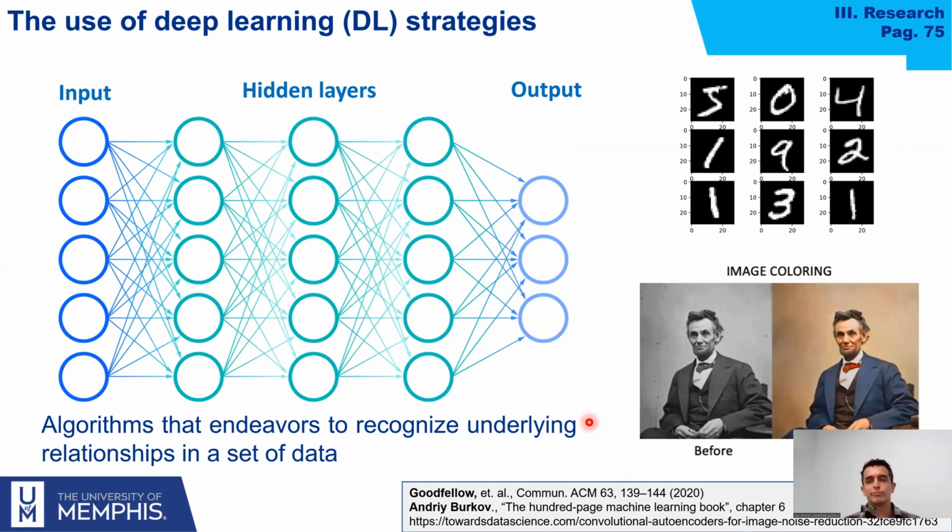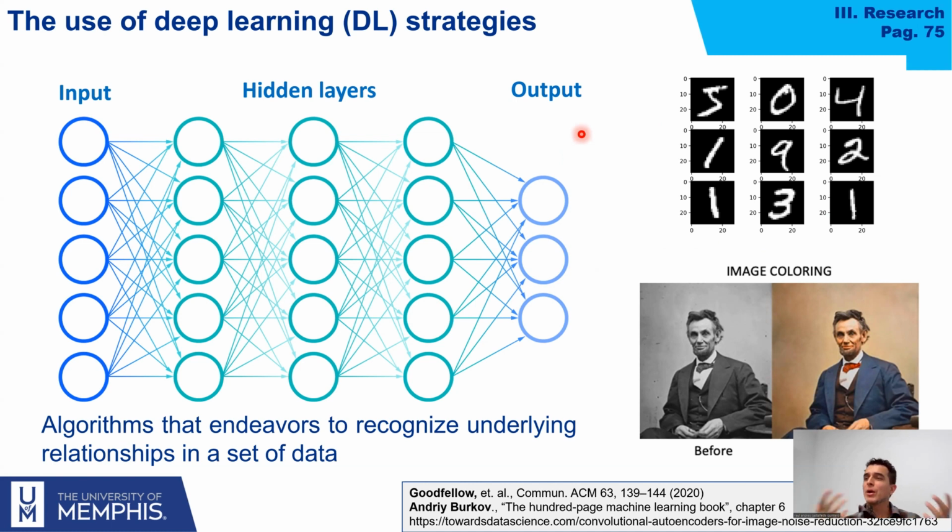Deep learning algorithms endeavor to recognize underlying relationships in a set of data. So we have input layers. After the input layer, we have the hidden layers. In the hidden layer, of course, is where the magic happens, because different math processes start to happen in order to recognize parameters or the most important features of the input data. And the last layer is the output layer.